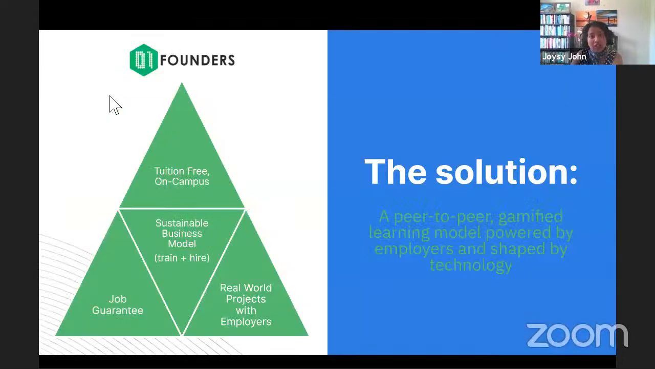So what are we doing to solve this problem? 01 Founders is a peer-to-peer gamified learning pedagogy, which is shaped by employers as well as a powerful AI-based technology platform. It is tuition-free, it is on campus, and it's a sustainable business model where we are concerned about not just the number of learners we have, but ensuring that every one of them has a job at the end of their learning. And right from the beginning, they're working on real-world projects with employers rather than sitting in a classroom and listening to a lecture.